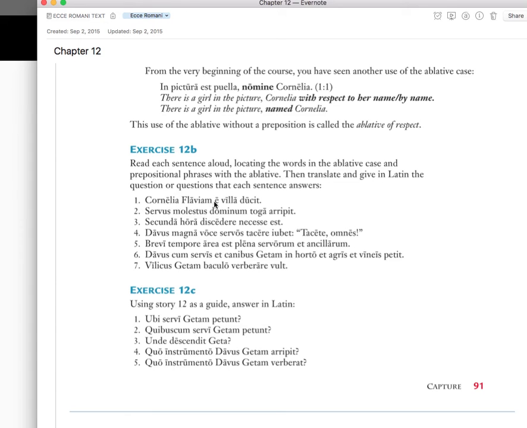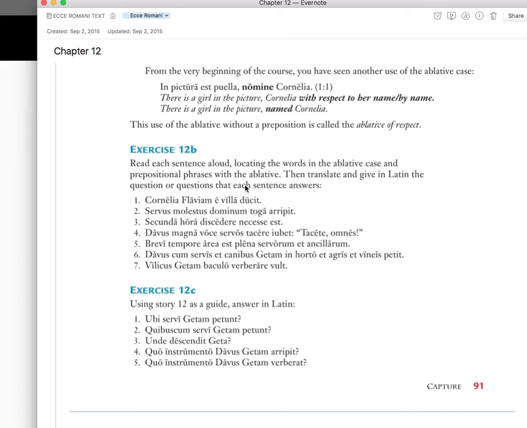Cornelia Flaviam a villa ducit. Cornelia is nominative. She's the subject. She leads or she brings. Flaviam here is a direct object. So the object of that verb. Cornelia leads Flavia. And then here's the prepositional phrase here. A villa, out of the villa. That characteristic long A ending is there again, and it happens because of this preposition a or ex, out of.